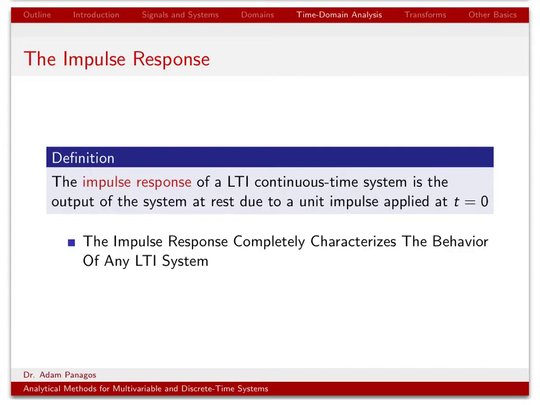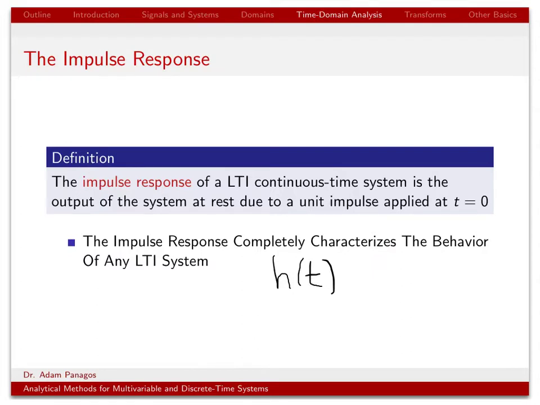The impulse response of an LTI, continuous time system, is the output of the system at rest due to a unit impulse applied at t equals 0. So first of all, let's remember what LTI means. LTI means linear time invariant. So if we had a linear time invariant system, when we were talking about continuous time systems, there was this quantity called the impulse response that was a very useful quantity. It turned out that the impulse response completely characterized the LTI system. If I gave you the impulse response, you knew everything that you needed to know about the system.